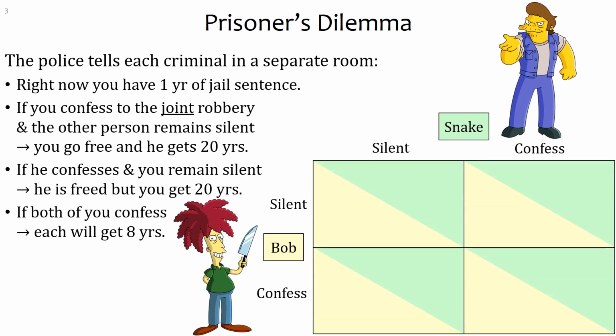All right, so we're gonna have a table or a matrix which shows the possible options. The first option is that both of them remain silent. If both of them remain silent, each of them will get 1 year. Notice here that the color green represents what happens to Snake and the outcome of Snake basically, and color yellow represents what happens to Bob. Now what if Snake confesses but Bob remains silent? If Snake confesses, what happens is that he goes free, but Bob gets 20 years. If it's the other way around, if Bob confesses and Snake remains silent, then Bob goes free and Snake gets 20 years. And if both of them confess, then each of them will get 8 years.